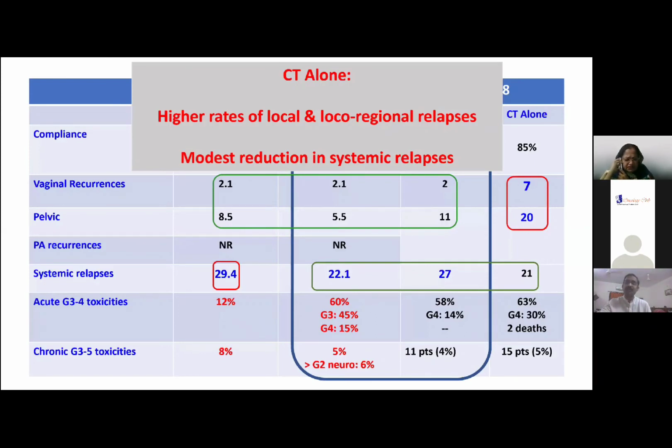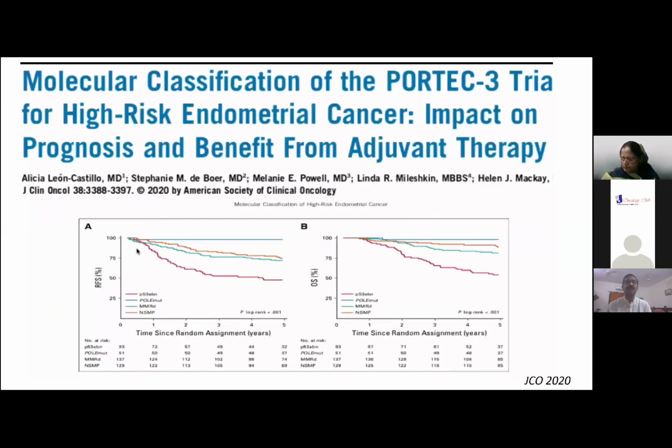Suffice to say that I would be more comfortable in offering these patients of high risk a combination of both external beam and chemotherapy, either in a concurrent setting followed by adjuvant, or give radiation first and then chemotherapy later on, or switch it to chemotherapy and radiation alone.